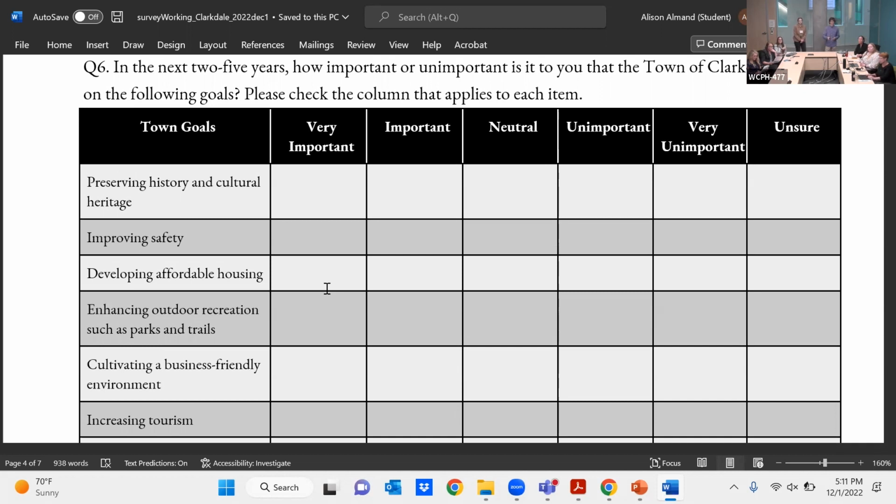So 5-point scale from very important to very unimportant. We're basically just asking them, do you like these goals? Are these good goals? Should we prioritize some more than others? Give you a chance to maybe read some of those.